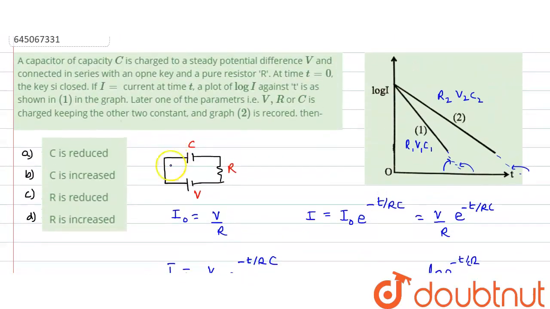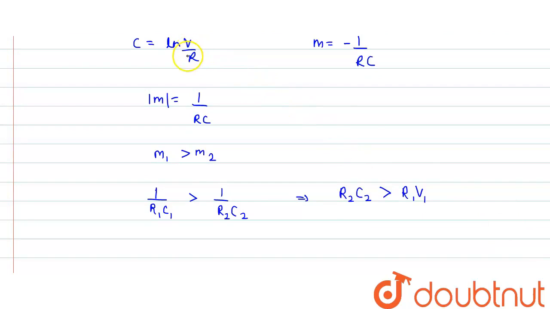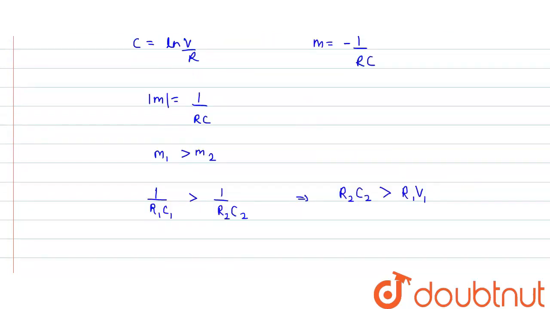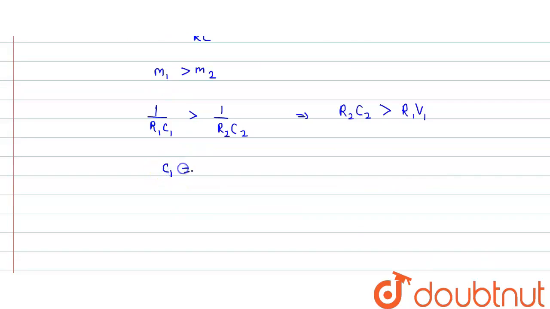Now since this circuit is connected with the same battery, the potential would be the same. So we can say that our V would be the same. Now if we see the starting point, the current value is the same for both the cases. This is our intercept on the y axis. That means the log of I at the starting point is the same for 1 and 2. So the intercept, which is written as ln V divided by R, is the same.